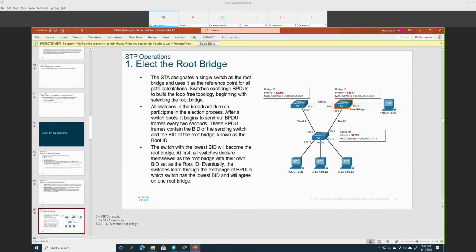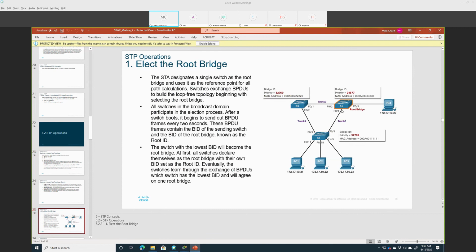The one with the lowest MAC address and the lowest priority becomes the reference point, or the root bridge. In this case, we have the MAC address 00A, 003. This is 00A, 002. This has the lowest MAC address, but it doesn't have the lowest priority. This has the highest MAC address, but has the lowest priority. Therefore, this guy is going to win to be the king. This guy is going to be the root bridge. So that's my reference point right here, root bridge.